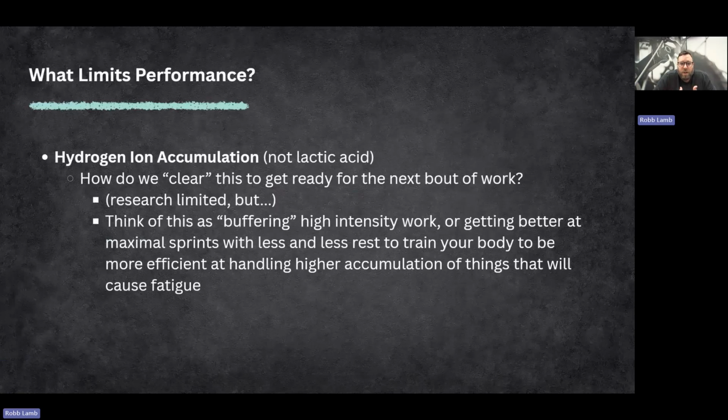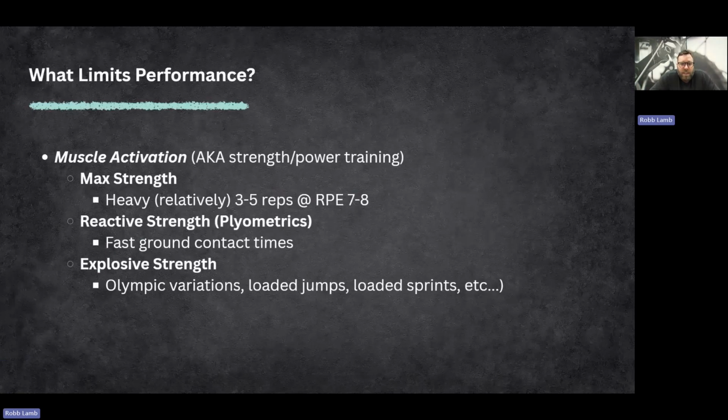So you're just trying to get better at max sprints, and then with less and less time needed for recovery to be able to do that again and again. And then the last thing here, the last kind of rate limiter here is just muscle activation. It basically just means strength and power training. So different types of strength, stuff like that we train here at the Sports Institute.